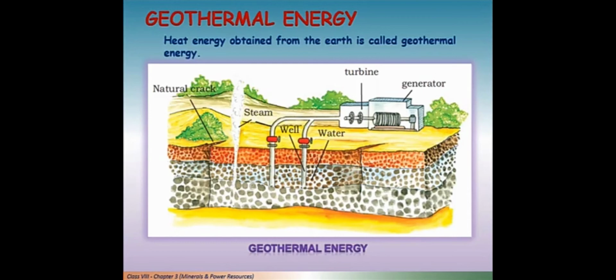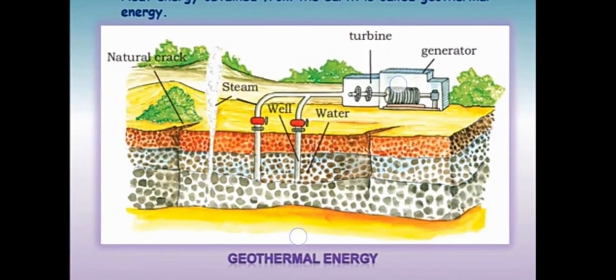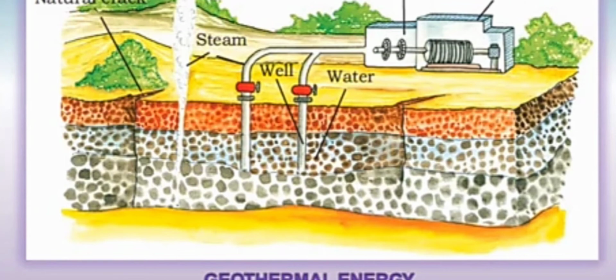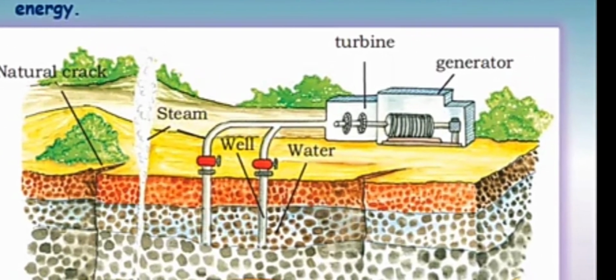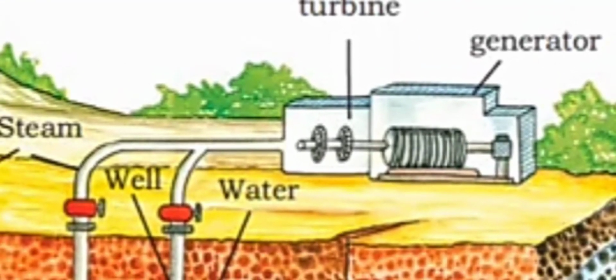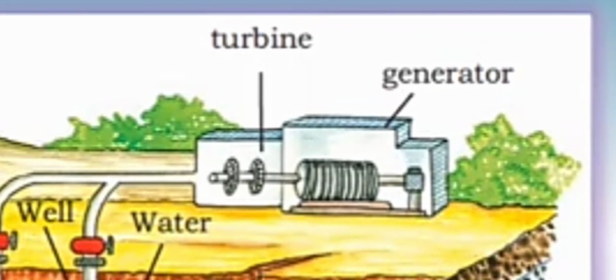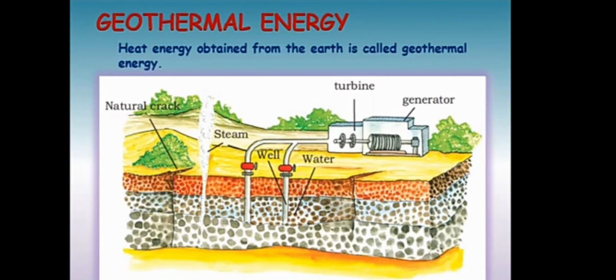And the next one is geothermal energy. Actually, while we are climbing up a mountain, we will feel cool. While we are going underground, we will feel heat. This is the basic idea: if we are going up, the temperature decreases. If we are going down inside the earth's surface, the temperature increases. We are using that heat energy to convert it into electricity. How? Listen here, we are digging and putting in a well. The heat energy will be there, so the water will be converted into hot water. Again, the hot water will convert into steam. If the steam touches the turbine, the turbine will rotate. If the turbine rotates, the generator will produce electricity. This is the main concept. The heat energy that we absorb from the earth is converted into geothermal energy.